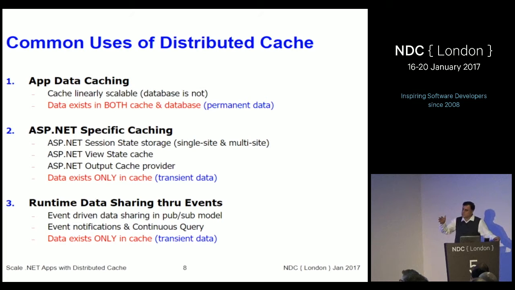And all these features that I'm talking about, other than ASP.NET specific caching, where sessions exist also on the Java side, but view state is ASP.NET specific, and output cache, I think there's an edge caching on the Java side. But these issues are common between .NET and Java. So runtime data sharing through events is a third use case that you need to keep in mind and use a distributed cache for that.